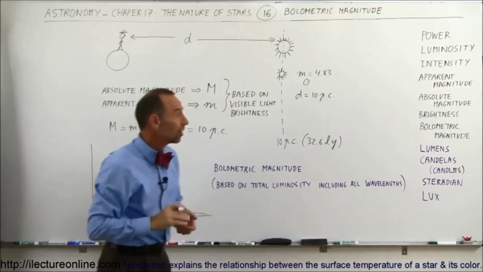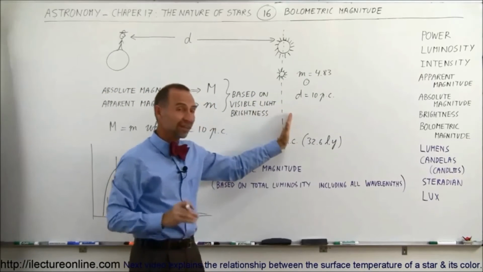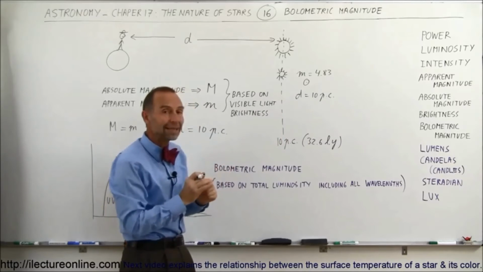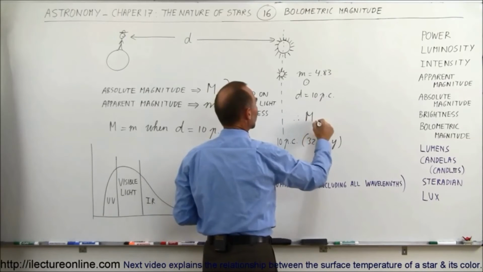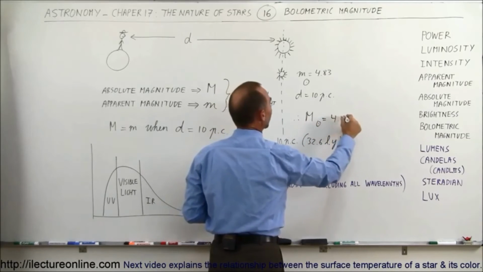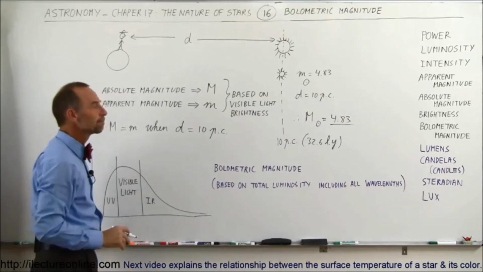So since the sun would have an apparent magnitude of 4.83 if it was placed at a distance of 10 parsecs, we call that the absolute magnitude. So therefore, the absolute magnitude of the sun equals 4.83. That's what it would look like if it was 10 parsecs away.